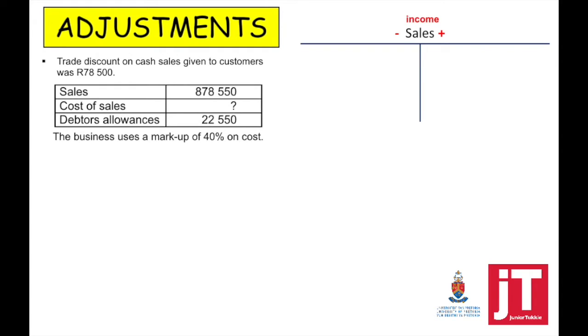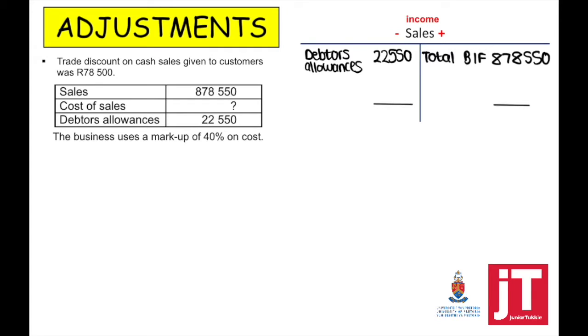Step number 1, we start with the totals brought forward. Sales has a total brought forward on the credit side. You should know that debtors allowances is always closed off to the sales account. Then sales is closed off to the trading account. So my total net sales for this year was 856,000.